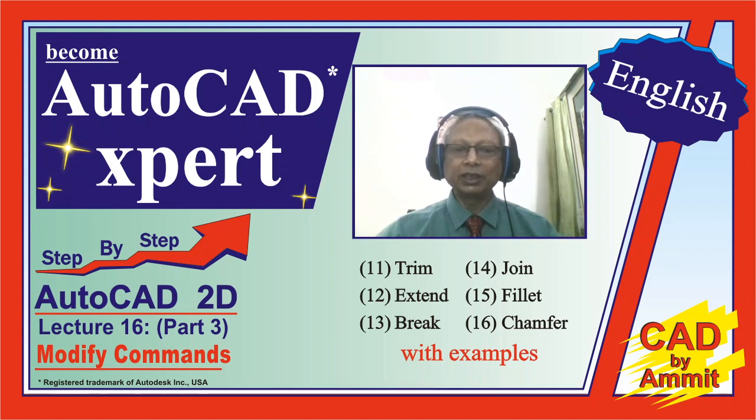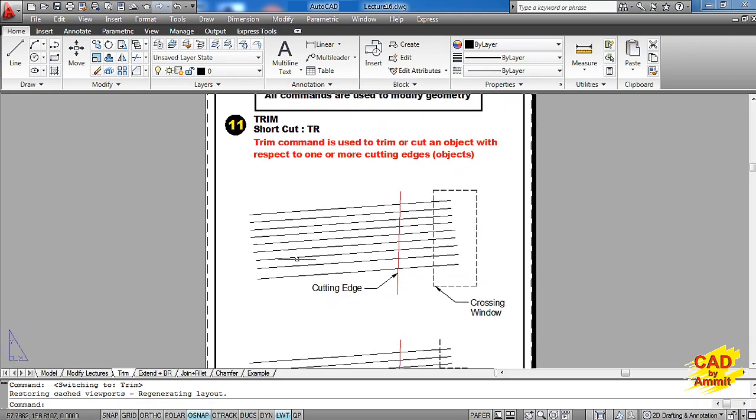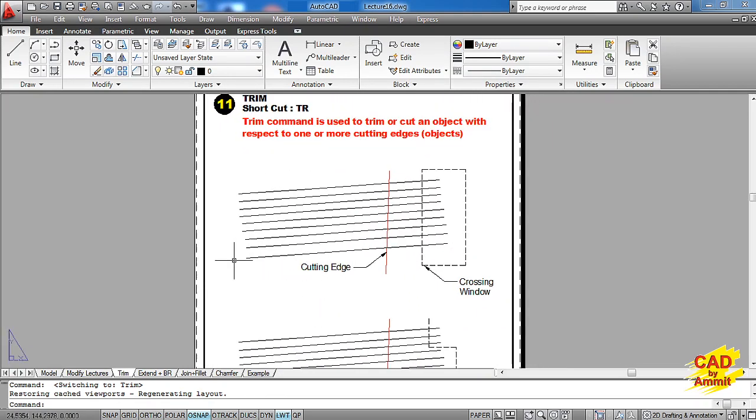So let's get started. Command number 11, trim, shortcut TR. Trim command is used to trim or cut an object with respect to one or more cutting edges or objects. Just to understand the trim command, let's go through this diagram. We have few lines here. These are parallel lines, but lines can be non-parallel as well. Now these lines I want to trim taking the reference of this red colored line, and this line we call a cutting edge.